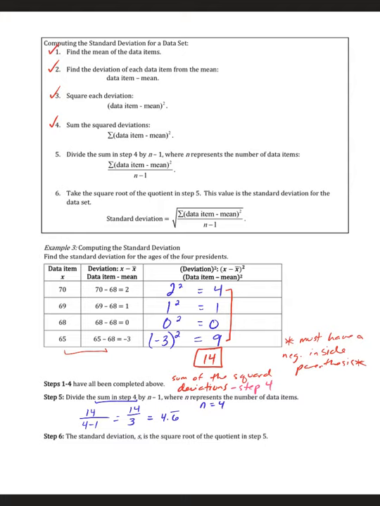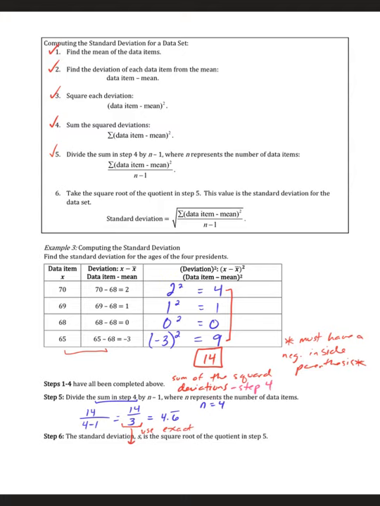Now, the next step, it's very important that we use the exact value. We do not want to round this 4.6 repeating. We want to use this exact value into this step. So I'm going to say use exact because we're using that in the next one. So this was step 5 when we took the sum and divided it by n minus 1.